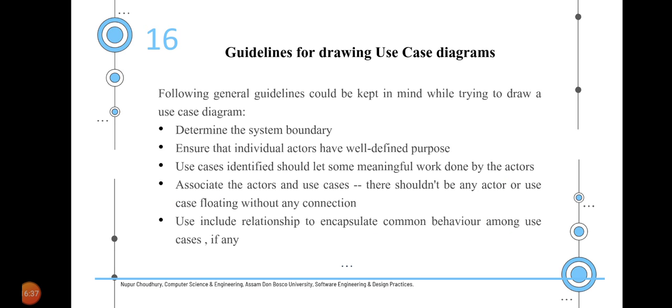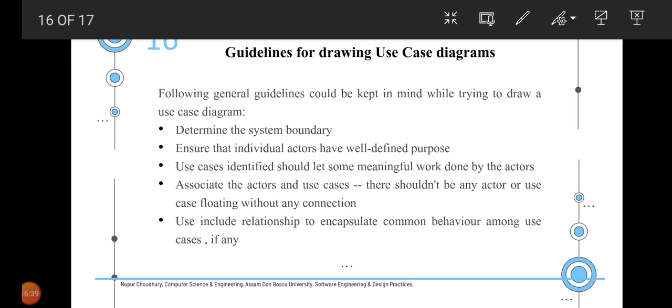So guidelines for drawing use case diagrams: basically, first we have to determine the system boundary and ensure that the individual actors have a well defined purpose, and the use cases identified should let some meaningful work be done by the actors, and associate the actors and the use cases. So this is very, very important. And there should not be any actor or use case floating without any connection. Simply an actor cannot be placed there if there is no connection to any of the use cases. And if an include relationship is used, we have to encapsulate common behavior among the use cases if there exists.